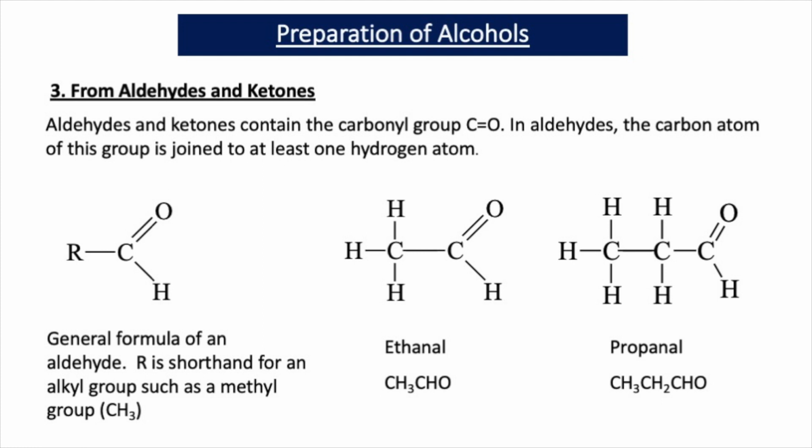Now the full structural formula of 2 aldehydes are shown here. Ethanal has a CH3 bonded to a C double bond O H, and propanal has a CH3CH2 C double bond O H.